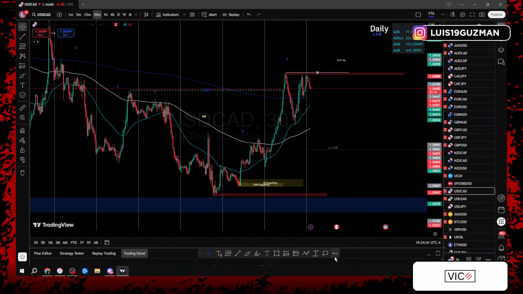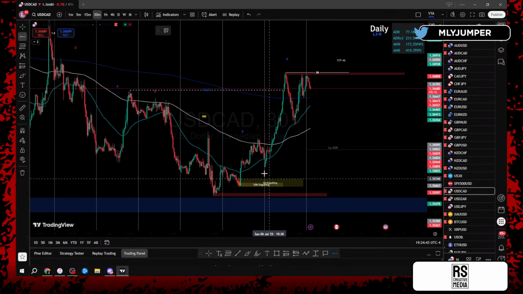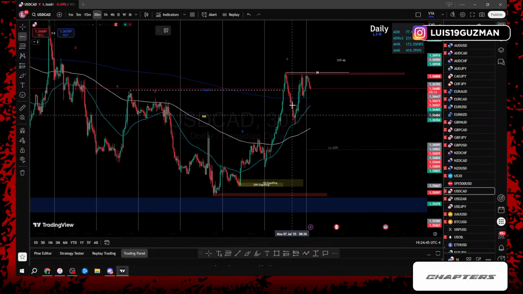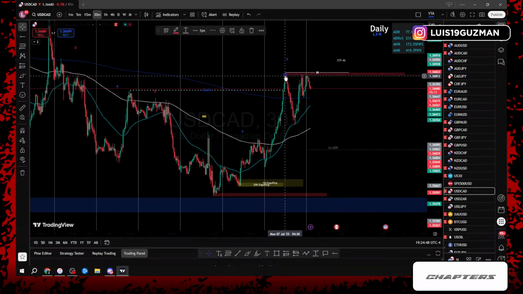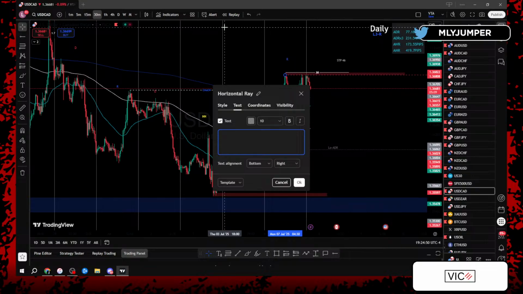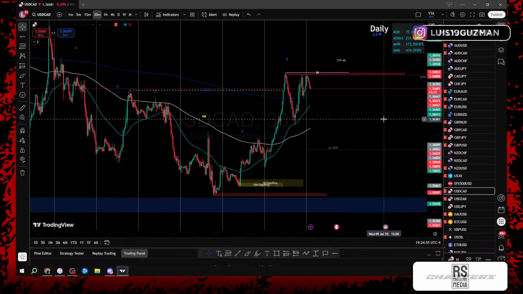We'll be looking for a 372. We did have this 30-minute and 1 hour engulfings here, but we can see that price opened with a gap, so it's a very low probability setup here, but we'll still write this one down. 372 on USD CAD.